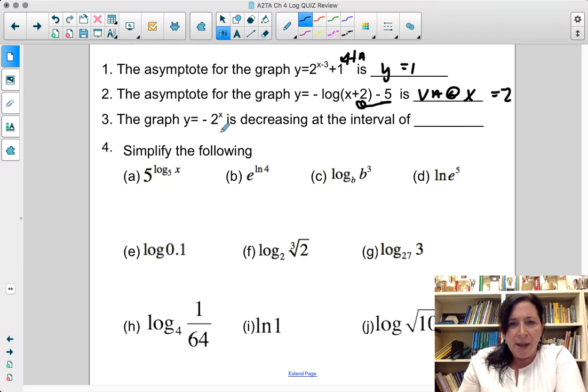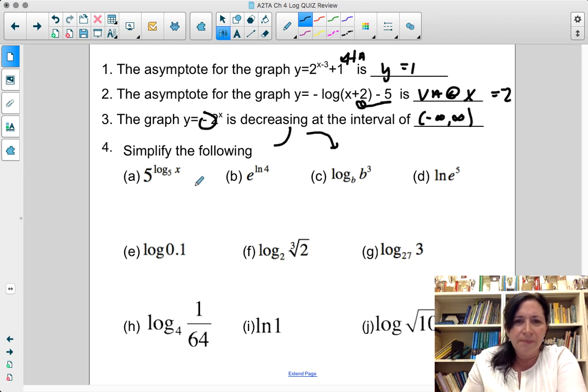The graph for y equals negative 2 to the x power is decreasing, because 2 to the positive x power does this. This negative sign right here flips it across the x-axis. So now your graph is doing this. But it's continuously decreasing. So that's going to be from negative infinity to infinity.